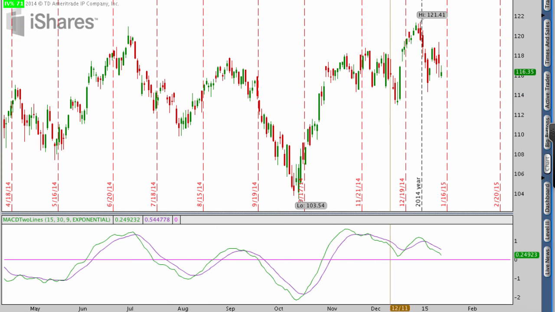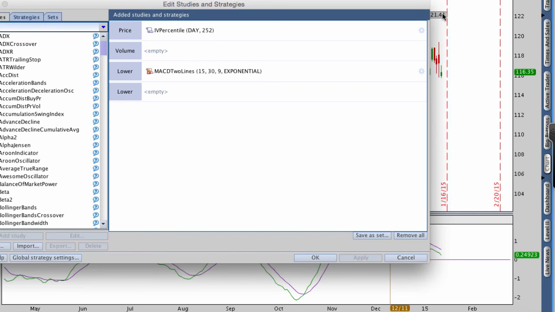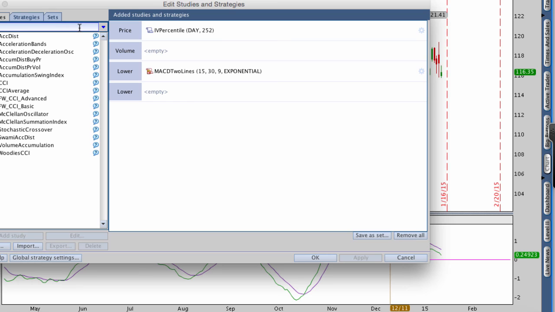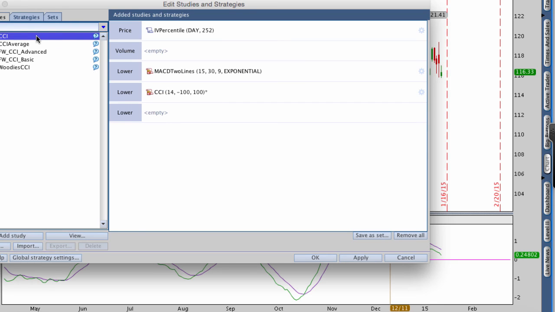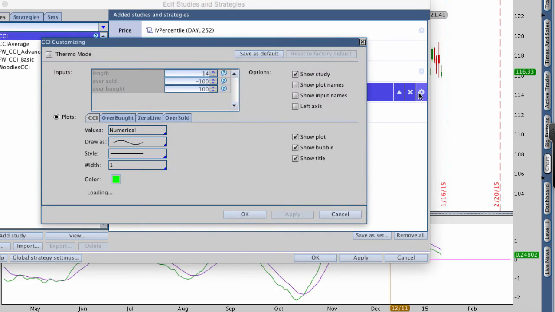So as we go through here, let's add a different study. So we're going to keep this one up here, and we're just going to add another study to it, which is my second favorite, and that is CCI. So CCI is a little bit different. We're going to change this one as well.